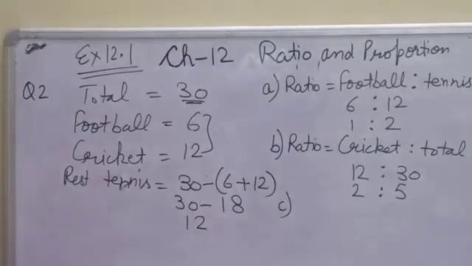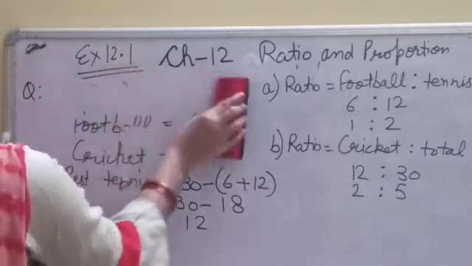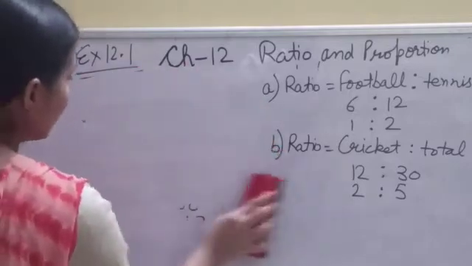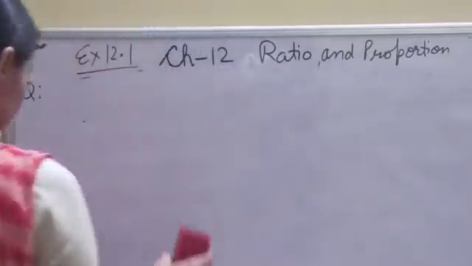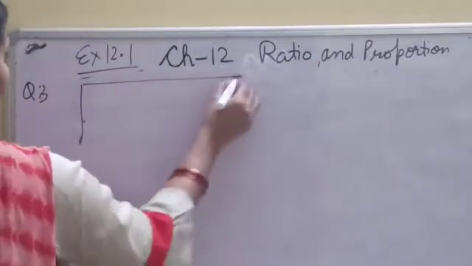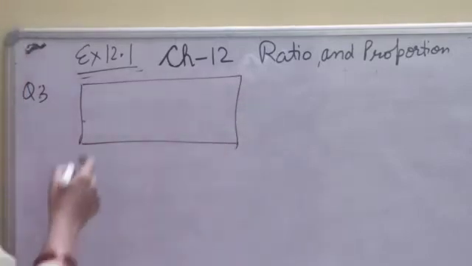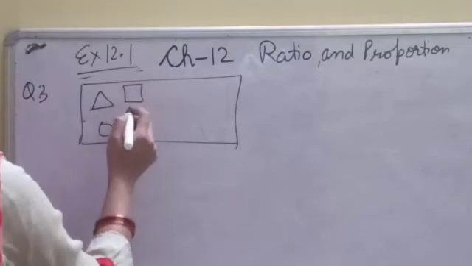C part we have to find, only 2 parts we are having, so that is for your question number 2. Now let's move to question number 3. What we have in question number 3? In question number 3, in a rectangle, few figures are given to you this way.